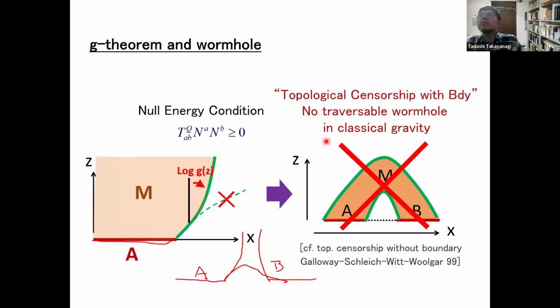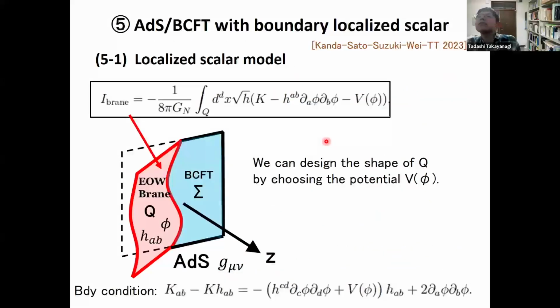So these are holographic consequences, and I'm using some rest of time. I would like to switch to the other application of AdS/BCFT. The idea is very simple. We have an end-of-the-world brane, and we want to put a scalar field. We are mainly working in AdS3/BCFT2, but the new thing is that we put some scalar field.